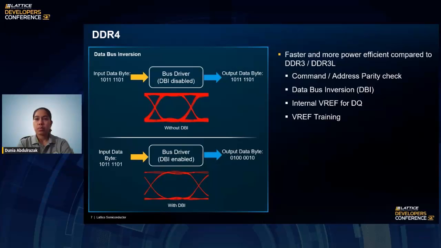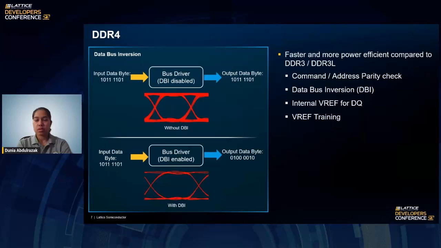Moving on, we'll now briefly discuss the new features introduced in DDR4 that allow a faster and more power-efficient memory solution compared to DDR3 and DDR3L. DDR4 introduced command and address parity to help with error detection during memory writes and reads.